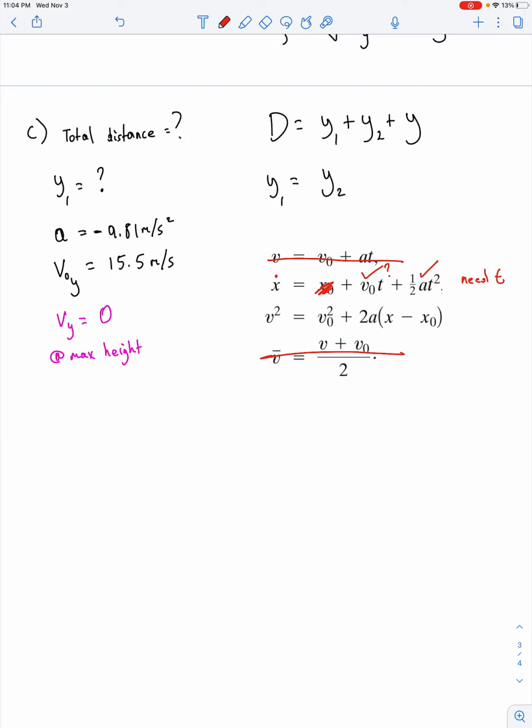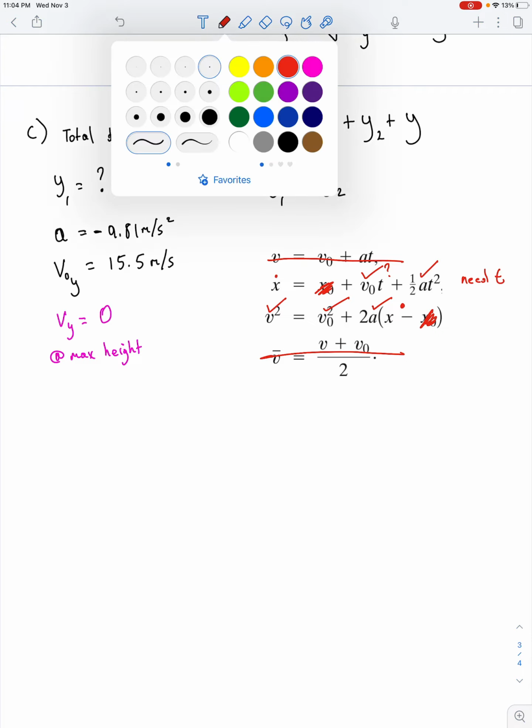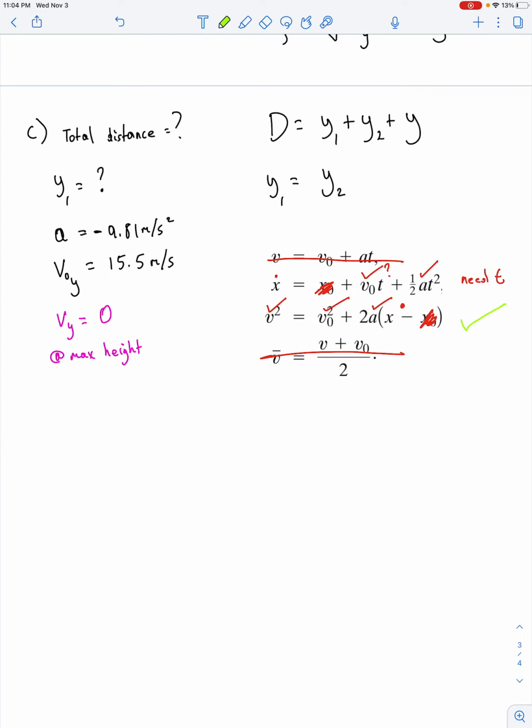Then we run the same scenario here. Do I have my vy? Yes. Do I have my v0y? Yes. Do I have my a? Yes. And I'm looking for y. This is 0. So I'm good to go. This one works. So we have vy squared equals v0y squared plus 2ay.